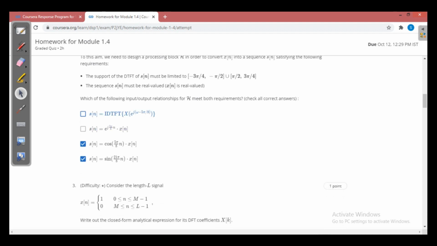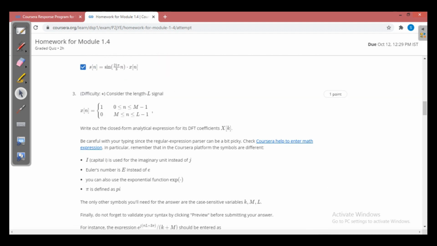Now the third one: consider the length L signal. x of n is equal to 1 from 0 to M minus 1 and it is 0 from M to L minus 1. Write out the closed form analytical expression for its DFT coefficients. Okay, so here we simply need to find the discrete Fourier transform of a sequence x of n, which is 1 from 0 to M minus 1 and 0 from M to L minus 1.